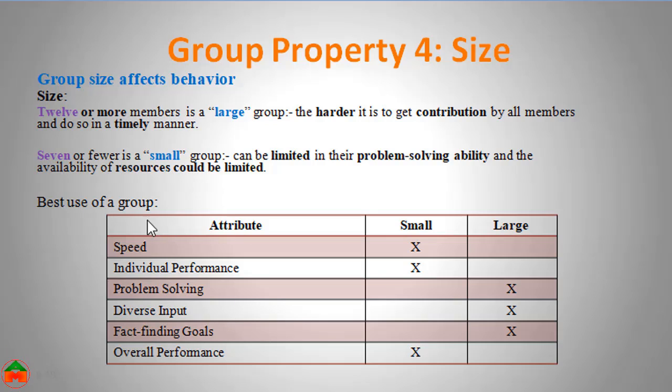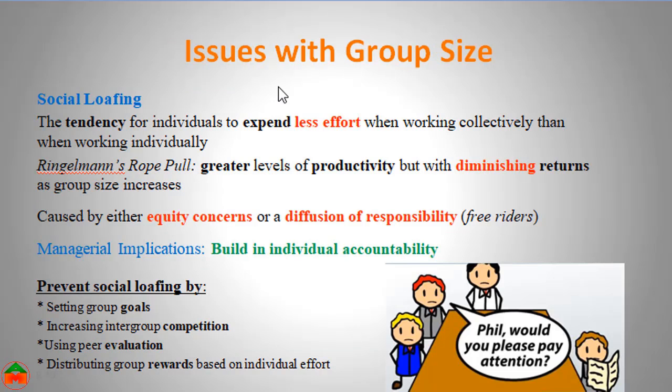So these are the best uses of group, where the small group is better for speed work, individual performance and overall performance. On the other hand, the large group is better for problem solving, for diverse input as well as fact finding goals. There are some detrimental behaviors that can occur around group size.